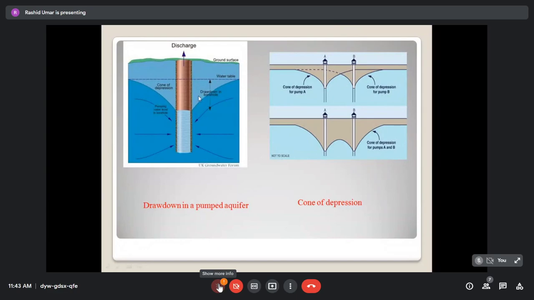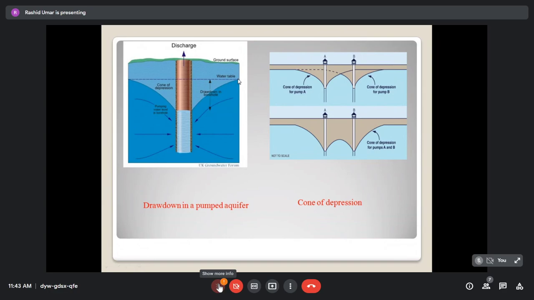See here, this is a scenario. It is a water table and we are pumping, discharging this well. So the maximum cone of depression is in the pumping well. As you move away from the pumping well, you will have less drawdown. If you have an observation well, the drawdown will be here. As you move away from the well, the drawdown will decrease.